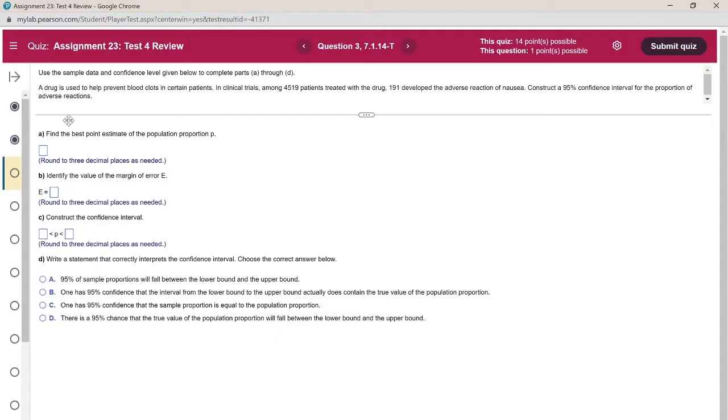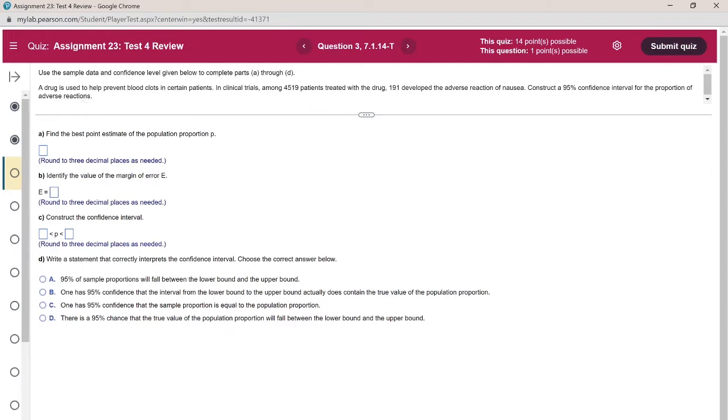Next problem: use the sample data and confidence level given below to complete parts A through D. A drug is used to help prevent blood clots in certain patients. In clinical trials, among 4,519 patients treated with the drug, 191 developed the adverse reaction of nausea. Construct a 95% confidence interval for the proportion of the adverse reaction.